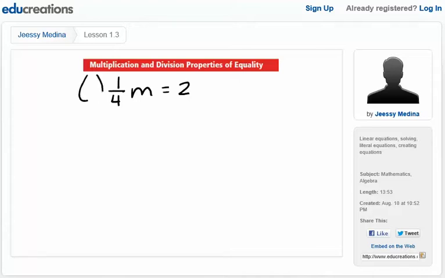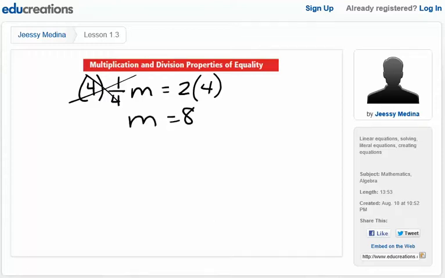So we're going to multiply by the reciprocal of 1/4, which is to flip it. So put the 4 on the numerator, the 1 in the denominator, so basically a 4. So you multiply both sides by 4. This whole thing becomes a 1, right? They cancel each other. And m is equal to 8, and that would be your answer.